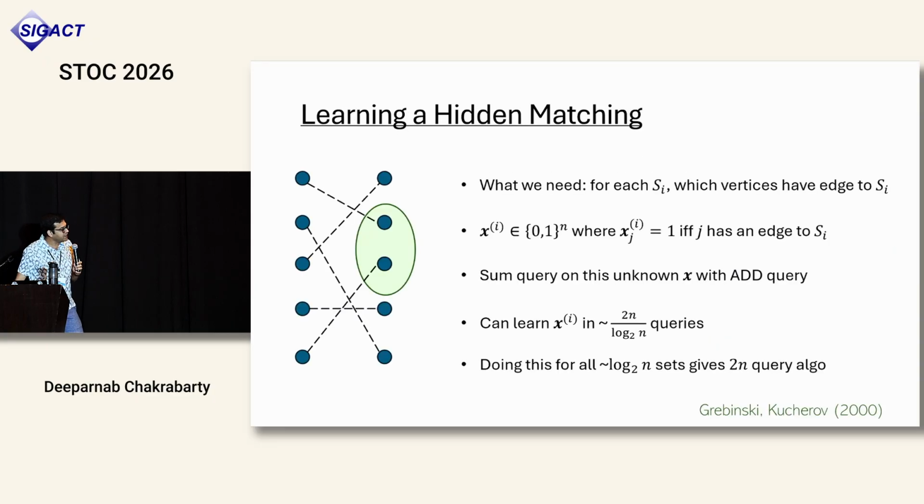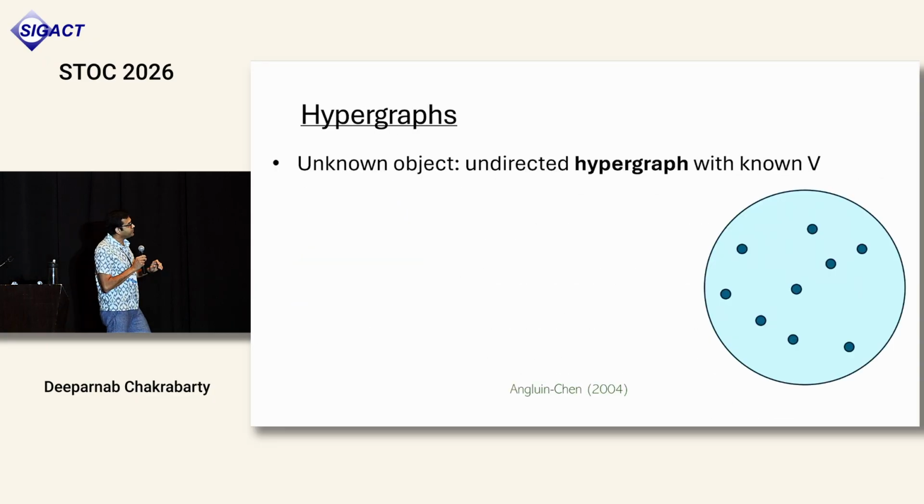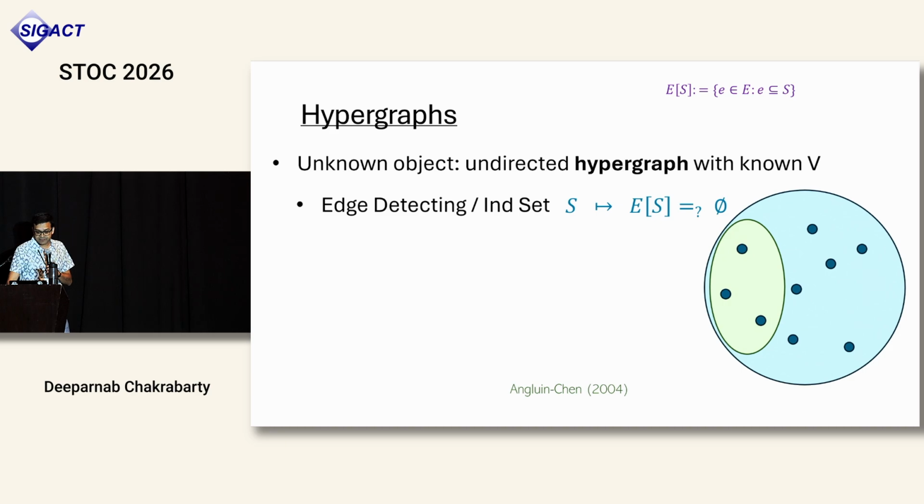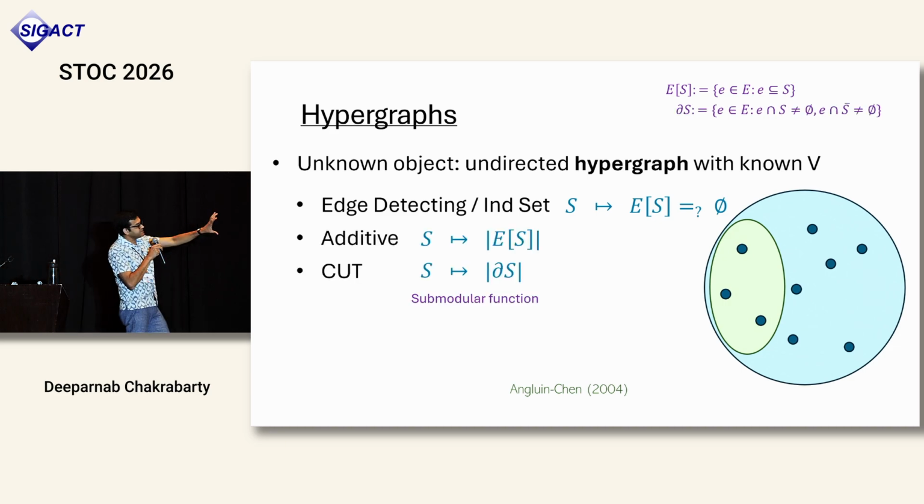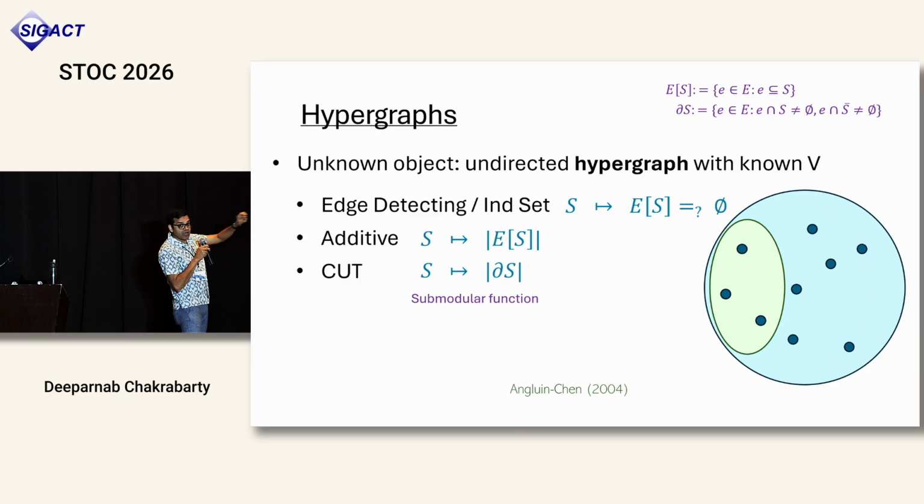I'll move to hypergraphs for a bit. So in the hypergraph world, again, the unknown object is an undirected hypergraph. And again, you can ask the same set of queries. You can ask, given a subset, is there a hyperedge completely contained in that? That's the edge detecting query. Additive is how many hyperedges are completely contained in that.